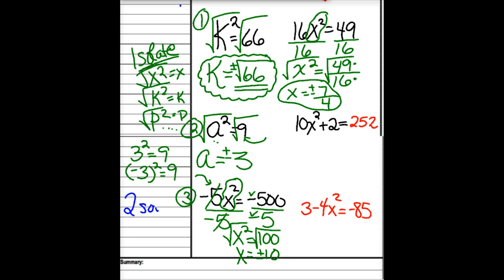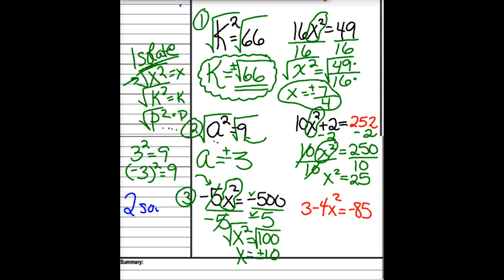All right, next one up. Again, I am trying to isolate x squared so I can take its root. So what I need to do is get that plus 2 out by subtracting 2. And I'll get 10 x squared is equal to 250. Next, in order to get x squared all by itself, the 10's got to go. That's 10 times x squared. So I divide by 10. I cancel, cancel, and I'll get x squared is equal to 25.